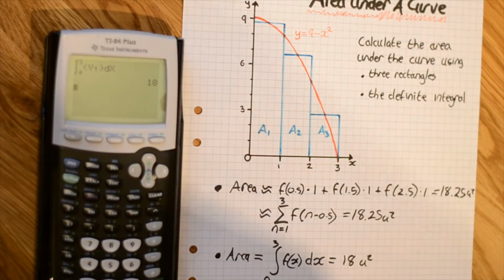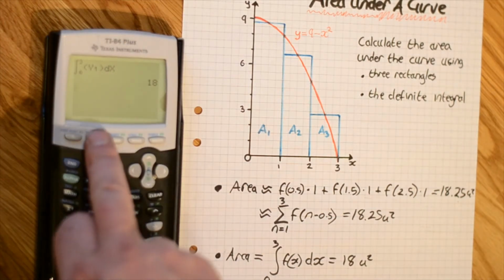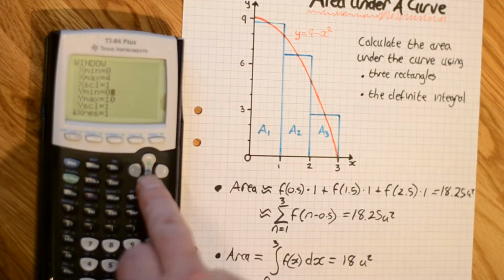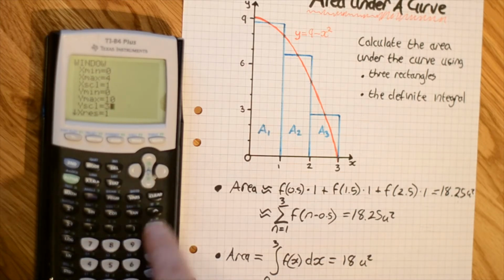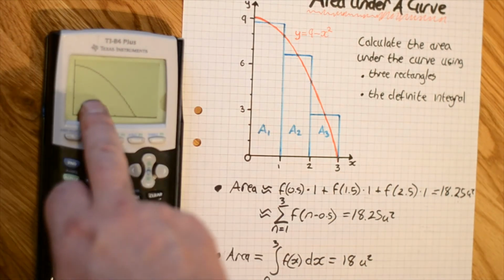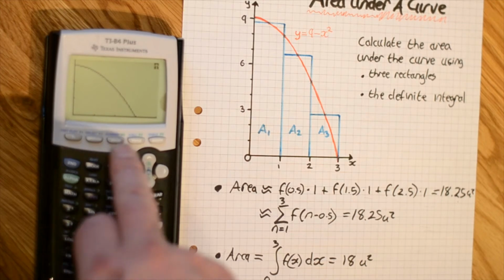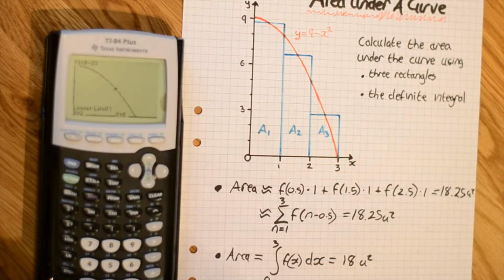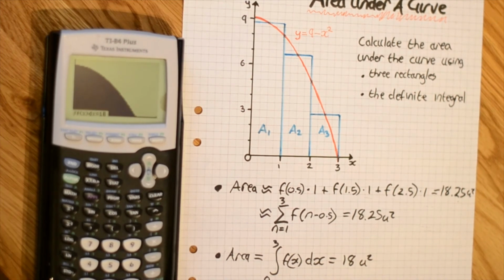You can do this on the graphing part of the calculator as well. I just set my axes up like this. I want to go from 0 up to about 4, and here from 0 up to 10. We can draw our graph, you see the curve. We can calculate this area by pressing second calculate and then integral from 0 to 3. We see the answer, 18 square units.